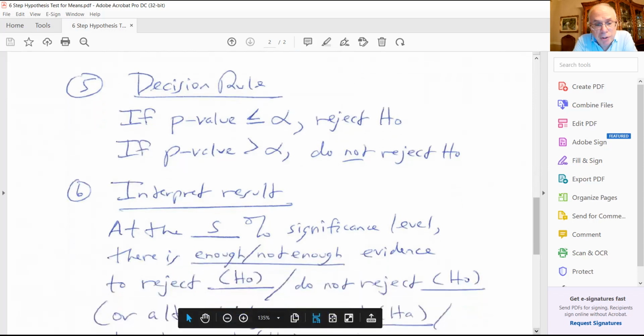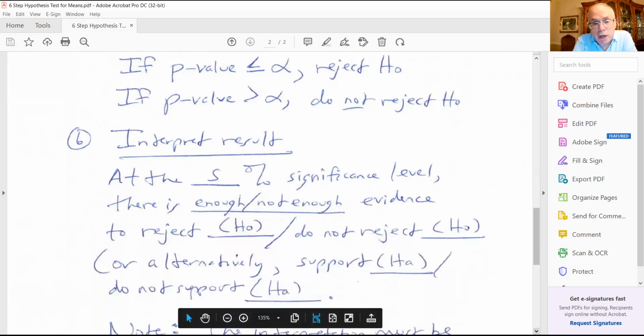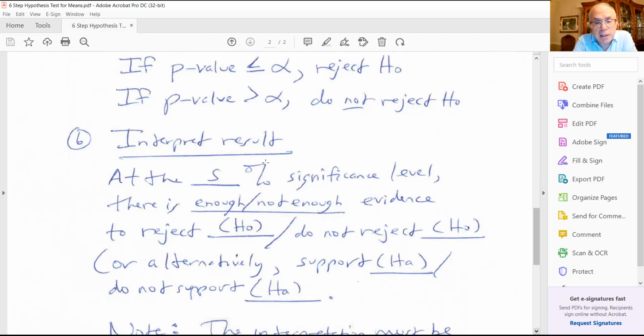All right, and then there's the interpretation. For example, if alpha is 5%, it would say something like, at the 5% significance level, if we reject the null hypothesis, we would say there is enough evidence. If we do not reject, we would say there is not enough evidence. And then we would say to reject, and we would have to say what the null hypothesis is.